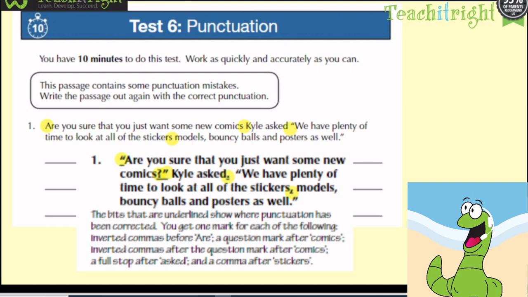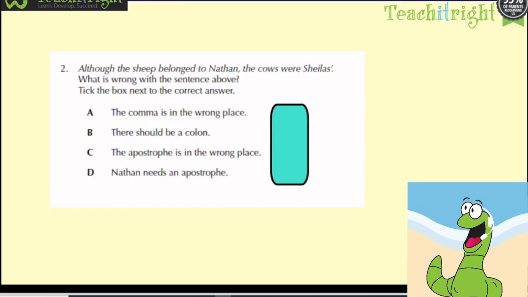Number 2. What is wrong with the sentence? Although the sheep belonged to Nathan, the cows were Sheila's. You had to tick the box next to the correct answer. Is it A, the comma is in the wrong place? Should there be a colon? Is the apostrophe in the wrong place? Or does Nathan need an apostrophe?